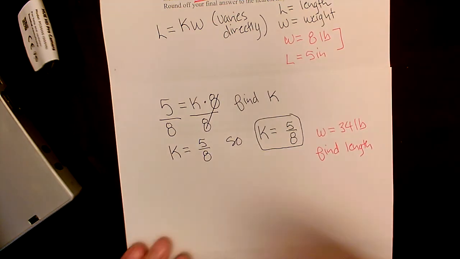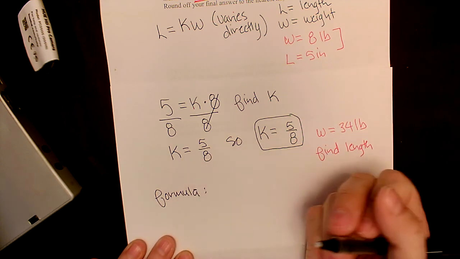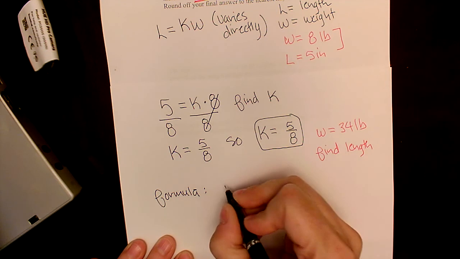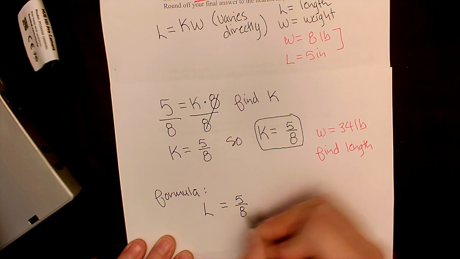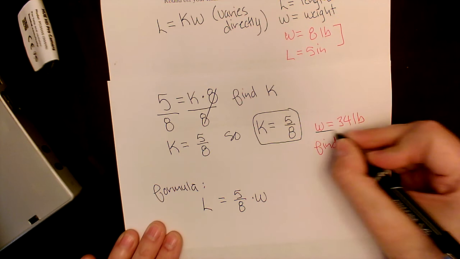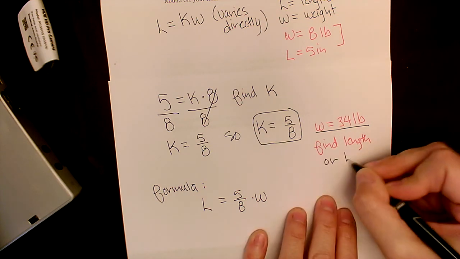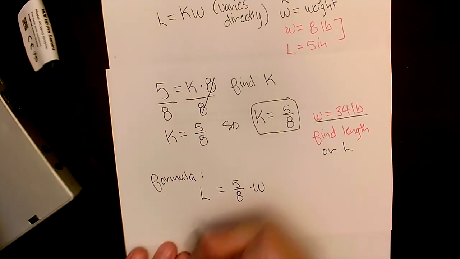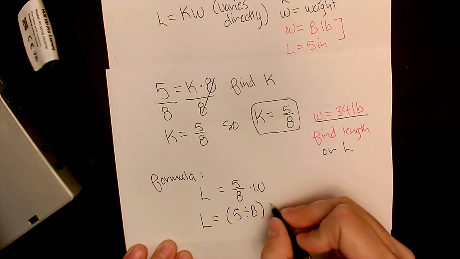So now we have our formula, since we know the K, right? So for this particular problem, L equals 5/8 times W, okay? And here they're giving me W is 34 pounds, and they want me to find the length, or L. So all I'm going to do is plug in my W.